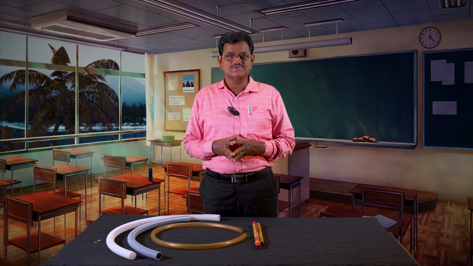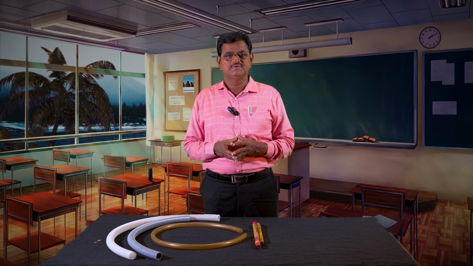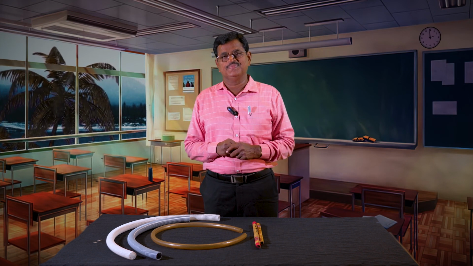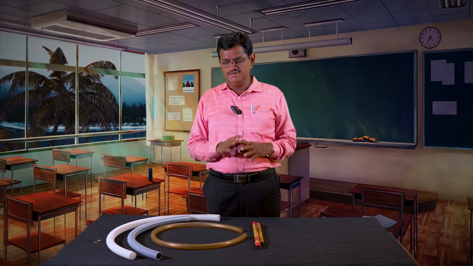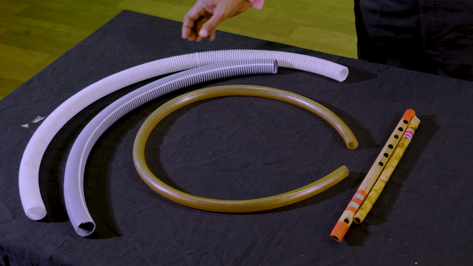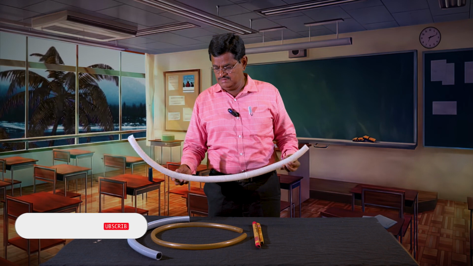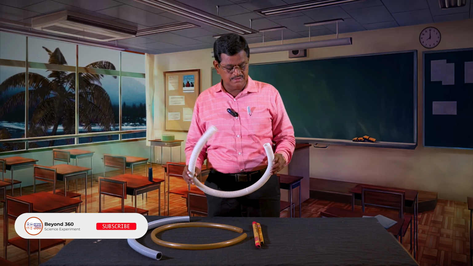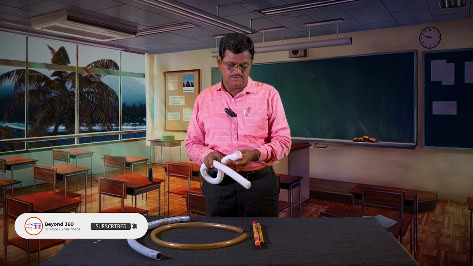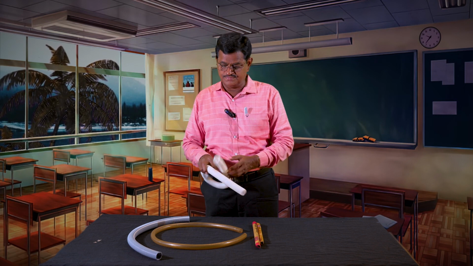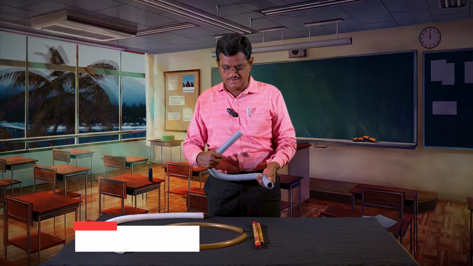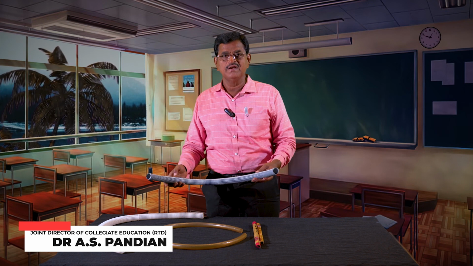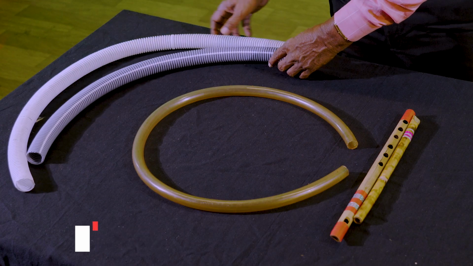Let us do one interesting experiment in sound, particularly in music. For this experiment, we need different pipes. First one is a flexible plastic corrugated tube. Corrugation means it has folding. Second one is also a flexible corrugated plastic tube, but there is a small difference.